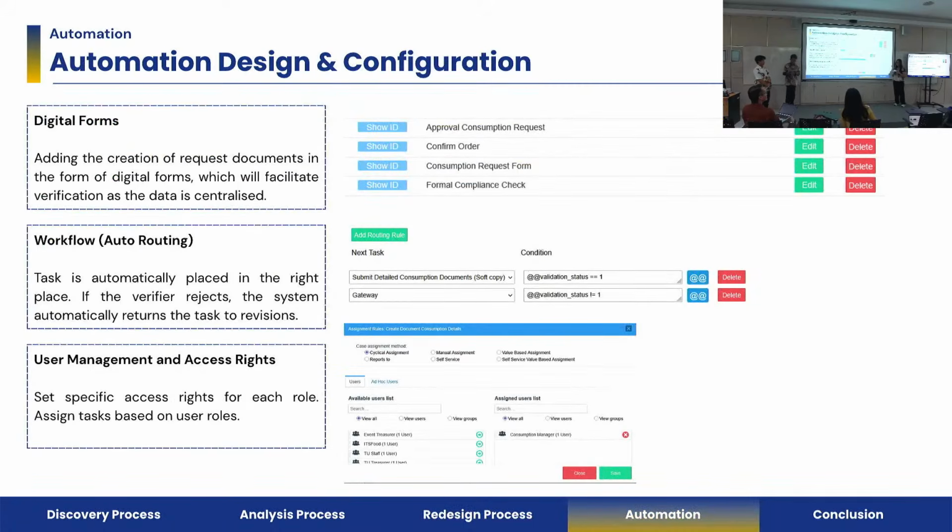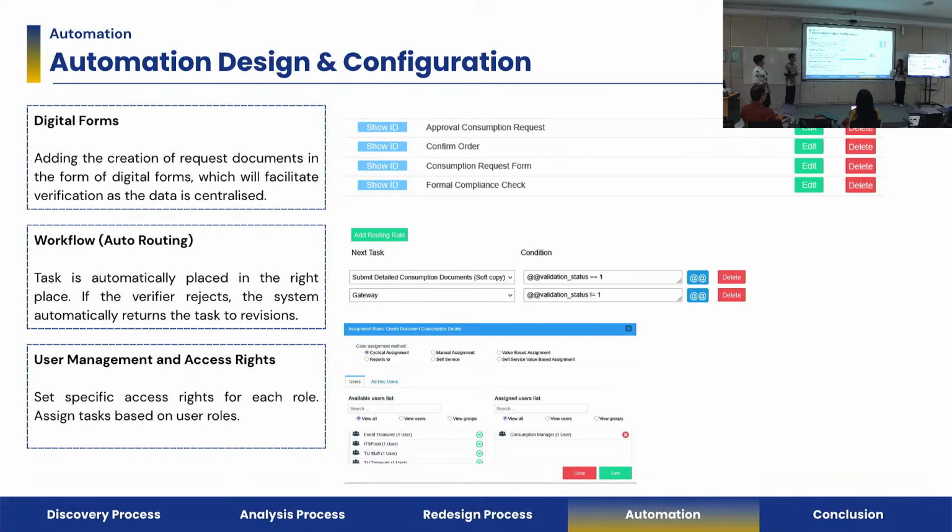Okay, so to support our redesign model, we also propose automation design and configuration. The first one is digital form. Digital form is to centralize request information, to make verification easier and also reduce data duplication. Second is workflow or auto routing. The system will automatically route requests to the correct verifier or user. For example, if rejected, the system will automatically redirect to the verifier or user relevant to it.